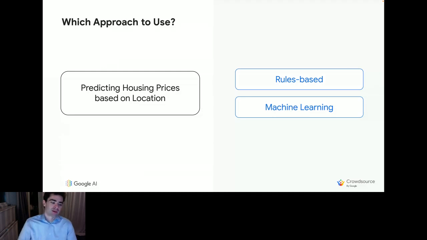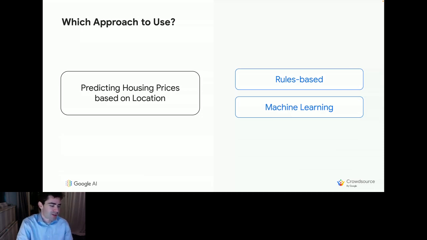Being a dispossessed millennial, I of course have little experience of house prices. But what do you guys think? Rules based on machine learning. I really don't know, actually. I don't know how to approach this. I think both are legitimate. There's no wrong answer.